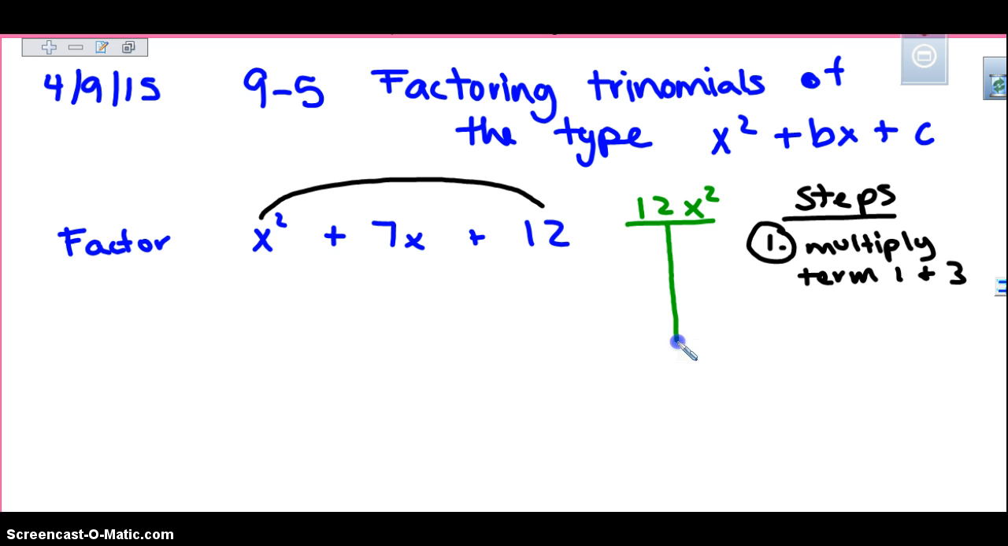Step 2. We're going to write the factors of number 1. I'm going to write a T because I'm doing a T chart. We want those factors to add up to the second term. So, an asterisk.